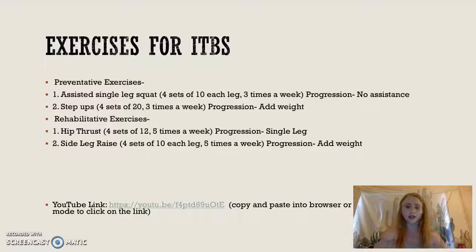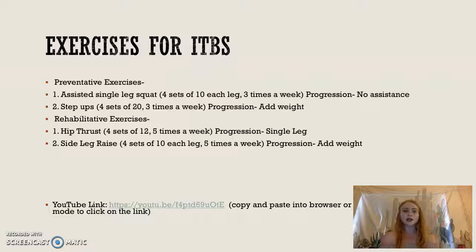And then the exercises for ITBS, the 2 preventative exercises are assisted single leg squat, which would be recommended 4 sets of 10 each leg 3 times a week, and the progression is no assistance, so not using a platform to tap on your way down, you're just using your full body weight. And then step ups, which would just be using a small platform or chair, and you step up with one leg, tap with the other, and then come down and switch legs. Both these exercises really strengthen the leg muscles that in turn stabilize the IT band. And the progression for this is to add weight in your hands when you step up.